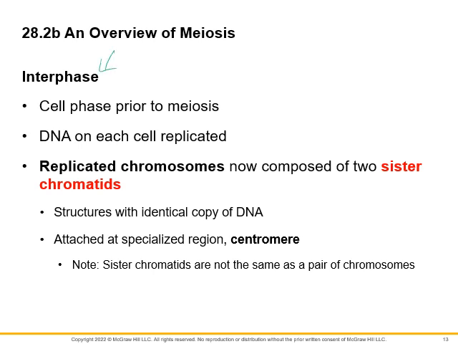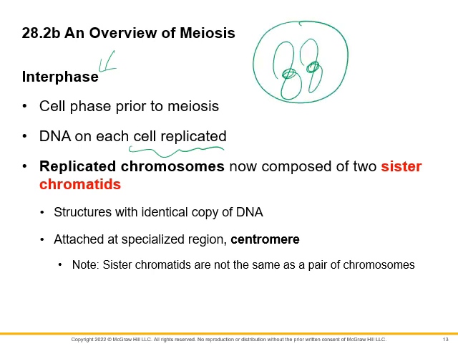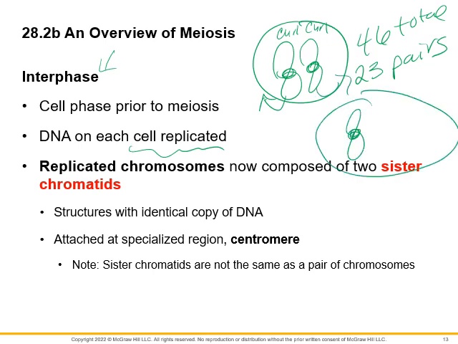The cell phase prior to meiosis is called interphase. This is when the DNA is going to be replicated. So you're going to take this cell that you started with, and it's got 46 chromosomes, 46 total. It's got 23 pairs. So this is chromosome 1 and this is chromosome 1, and I've got a whole bunch more. I'm not going to draw them all. And you're going to replicate these. You're going to copy them. So now you're going to end up with a cell where this one copied itself and this one copied itself.